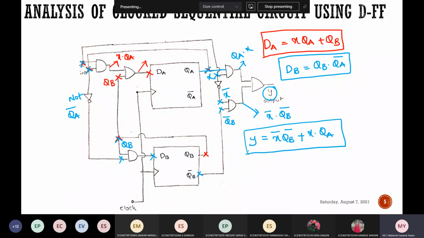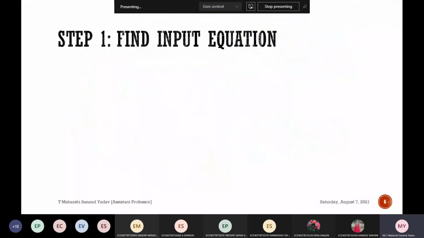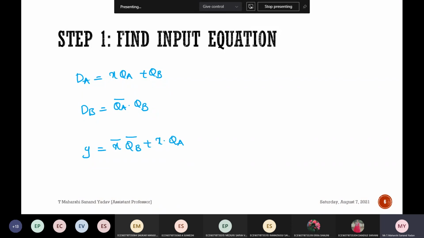So this is the first step that we need to do. When a logic diagram is given, we need to find the input equations, that is DA, DB, followed by Y. The answer for DA is X QA plus QB, for DB it is QA complement dot QB, and for the Y output it is X bar QB complement plus X dot QA. Clear till here? First step, finding the input equations.